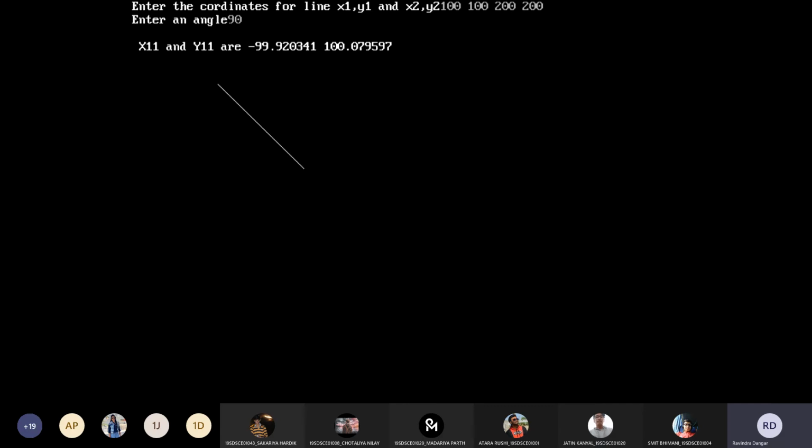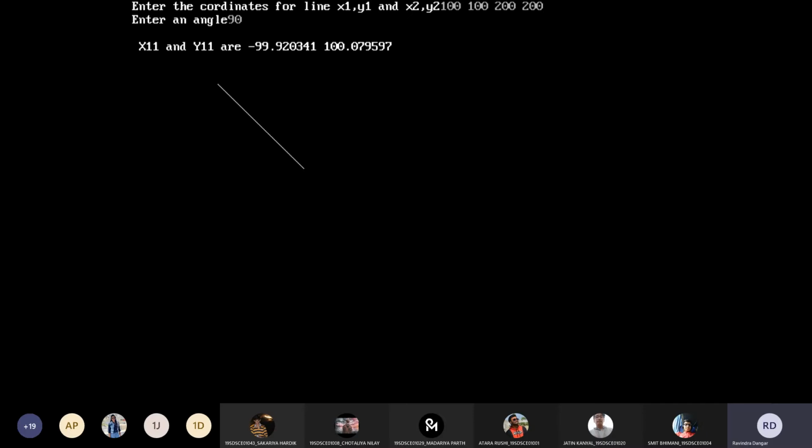So I am getting the values, but the line is not visible. Can anyone tell me what could be the reason why I am not getting the new line? Yes, your new line has coordinates where you can see the negative values are there. So the line is there, the line is displayed, but it is not on our screen.